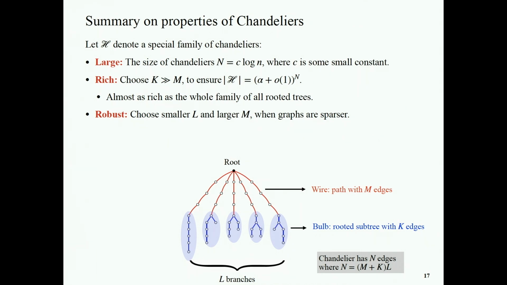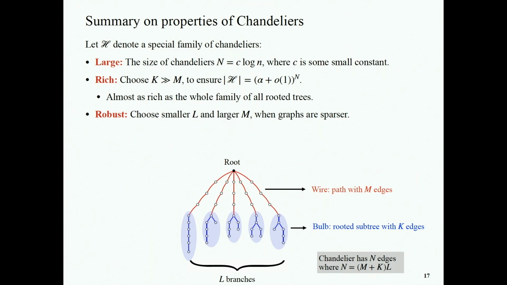Third, a very interesting point, is that when the graphs A and B get sparser, then we will need the chandelier to have a longer wire. In other words, we need to dig deeper into the neighborhoods so that the algorithm is robust.